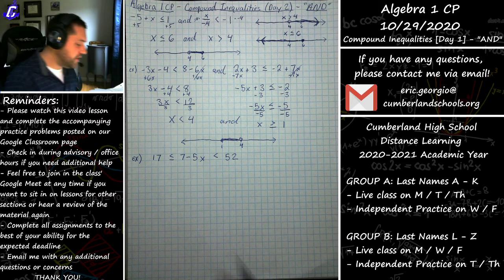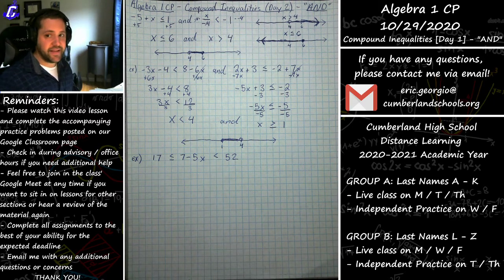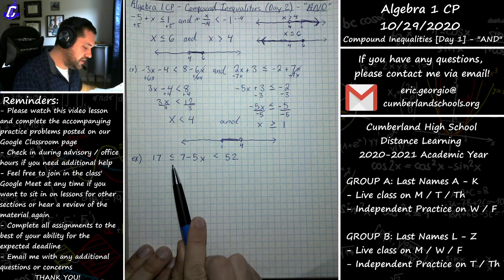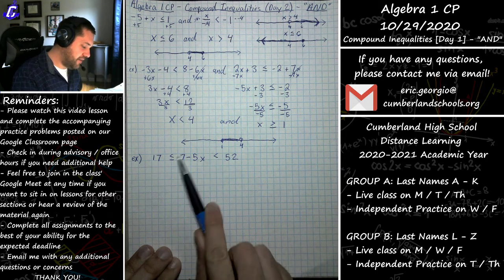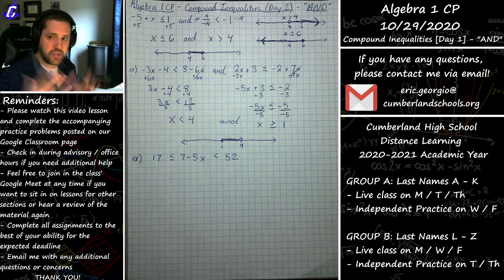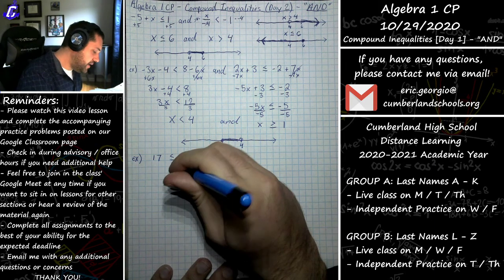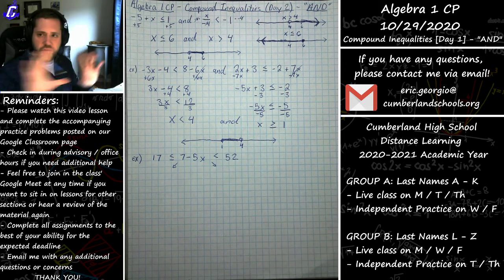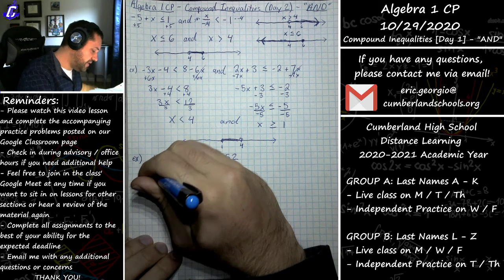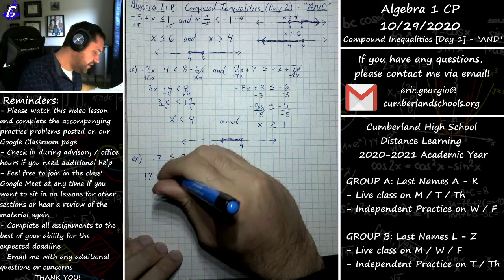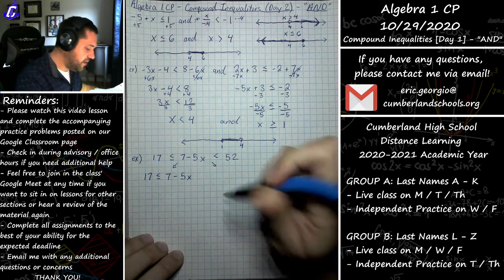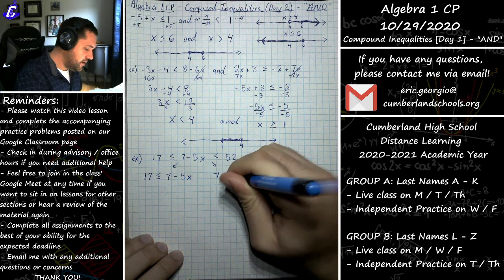So notice that this really is two inequalities in disguise, sort of sandwiched together. This 7 minus 5x is greater than or equal to 17, and also this 7 minus 5x is less than 52. So when you see an inequality smushed together like this, what I would recommend for Algebra 1 CP is to break it apart and treat them separately, like up here. We can break this apart to say that 17 is less than or equal to 7 minus 5x. And we can also break this side apart to say, well, 7 minus 5x is less than 52.